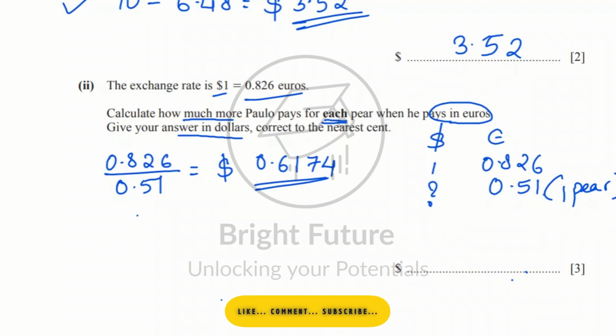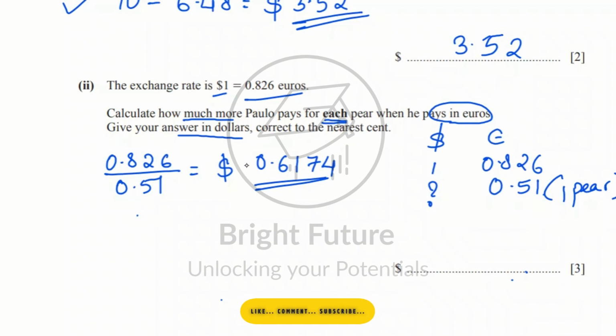Now I am taking a pair, and each pair is in euros. So when I am taking a pair in euros, what will be the equivalent dollar of that pair? That is what we are calculating over here. We are finding out the equivalent of that euro, so 0.51's equivalent amount of dollars. That we got, that is 0.6174.